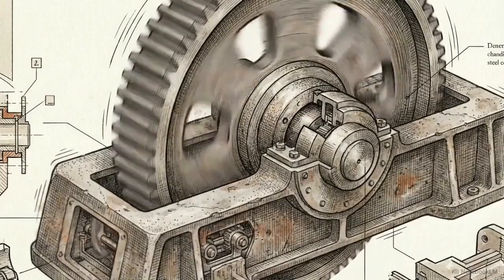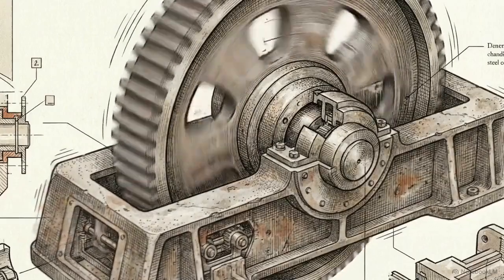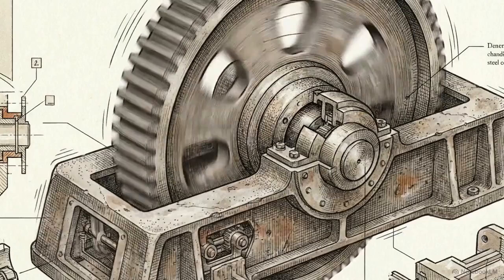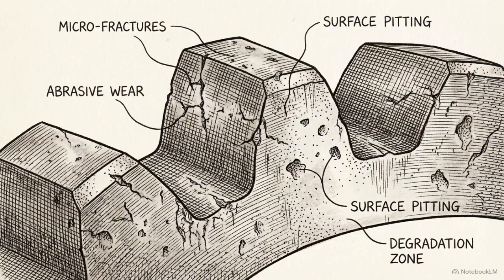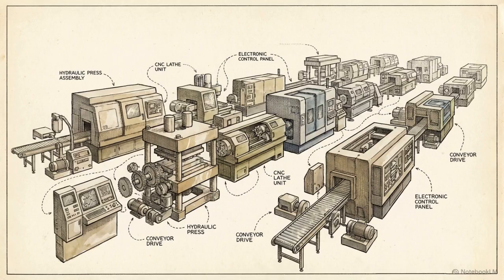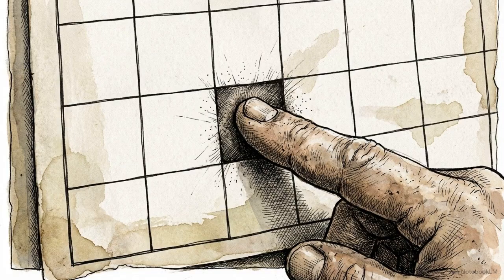Industrial manufacturing operates on a scale of massive forces and continuous motion. Every rotation of a gear, every stroke of a press, introduces microscopic wear to the physical structure of the machinery. Historically, facilities managed this wear through calendar-based maintenance schedules.